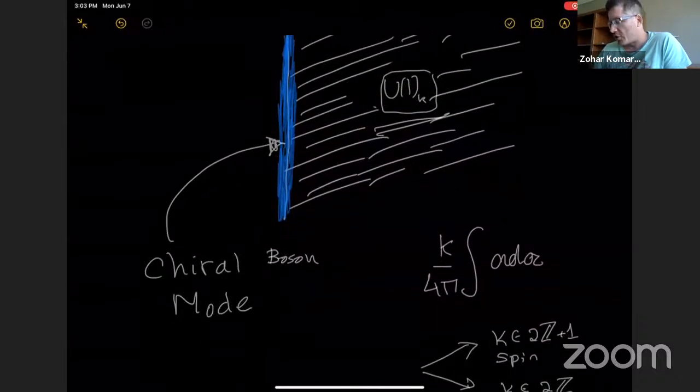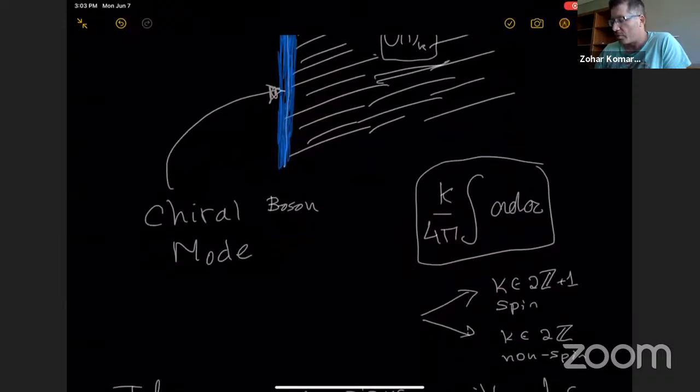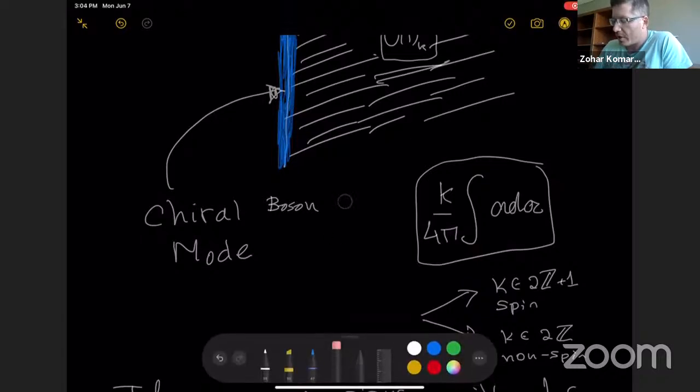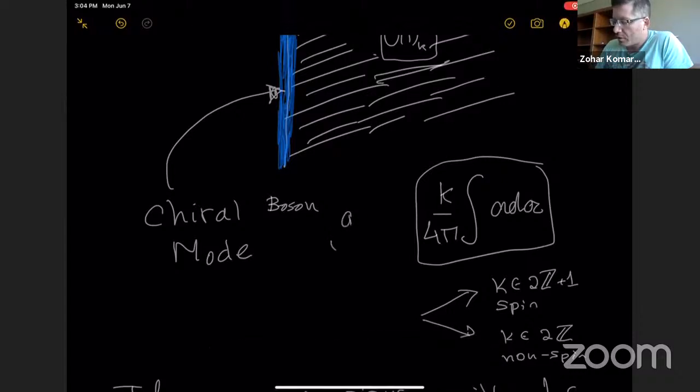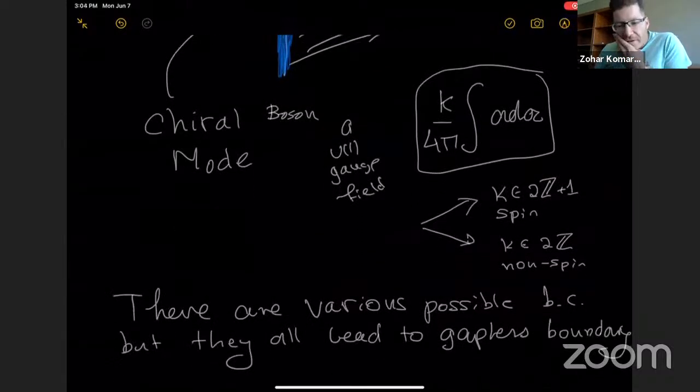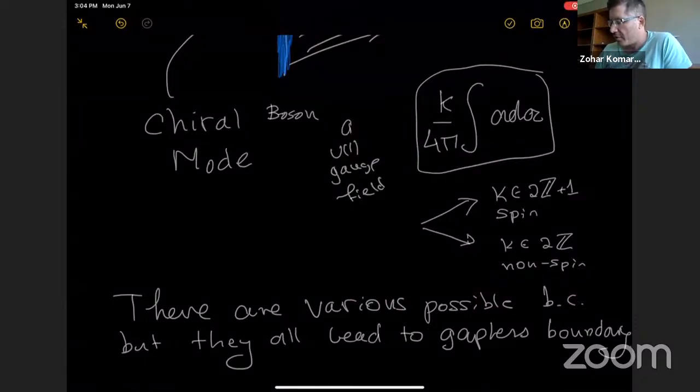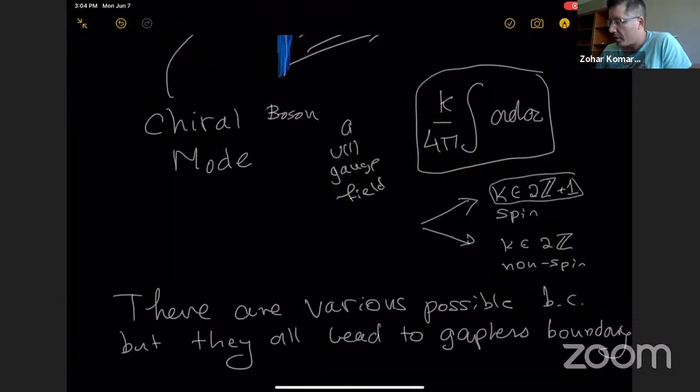So U1 level K Chern-Simons theory, just to be succinct, is just this Lagrangian, where A is a U1 gauge field, in this notation of mine. There is a very important distinction mathematically between the case of odd integral k and even integral k.